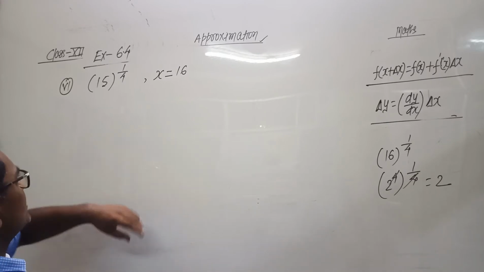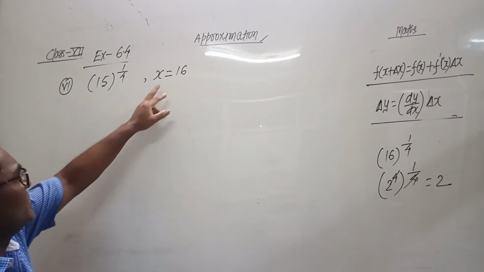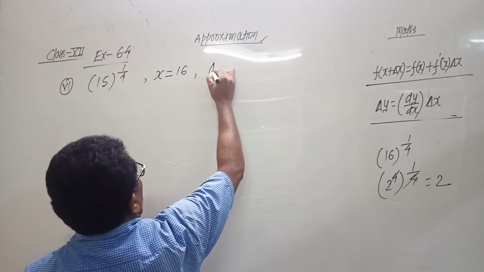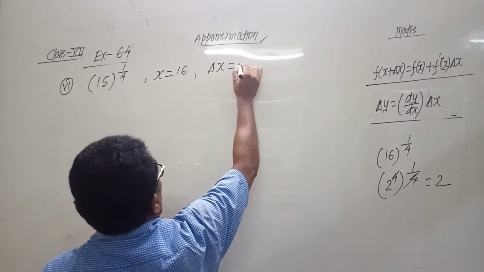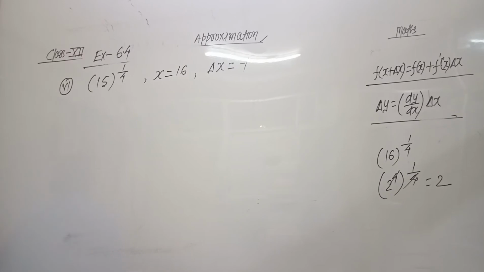So x equals 16, and delta x will be negative because 16 is greater than 15. So the value of delta x will be minus 1. 15 minus 16, the value of delta x comes to be minus 1.